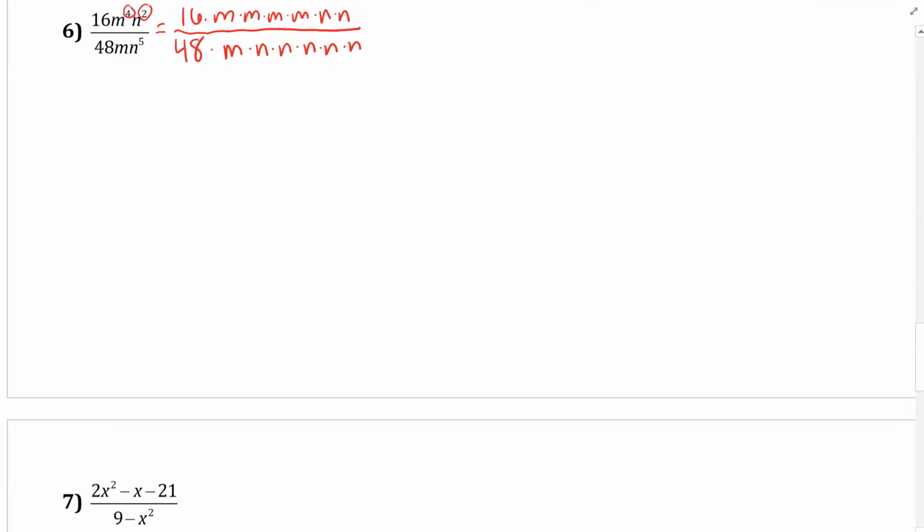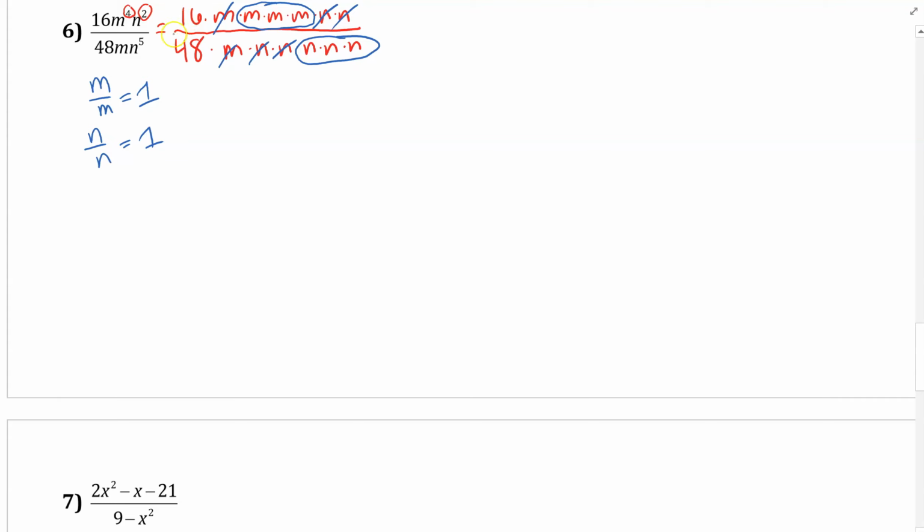So anytime you have one common factor over itself, it reduces to equal 1. So m over m reduces to be 1, right? So then that just leaves me with 1. And then n over n, and then n over n again, right? N over n equals 1. Any common factor over itself equals 1. So I'm left with 3 factors of m and then 3 factors of n.